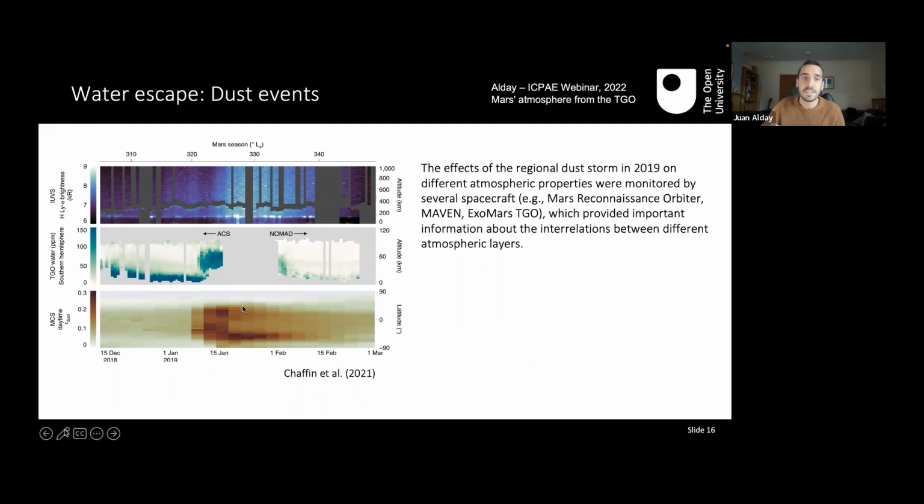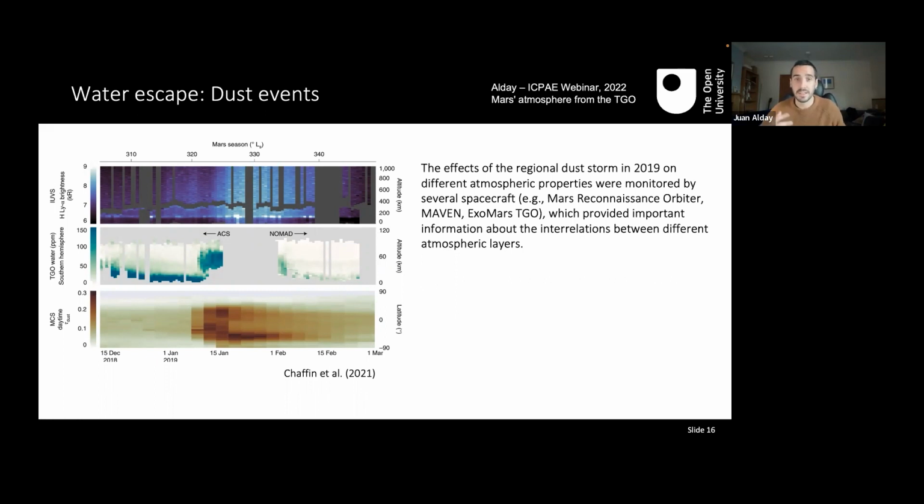And at that very same time, the instruments on the Trace Gas Orbiter, so NOMAD and ACS, started seeing an increase in the water vapor at high altitudes, reaching altitudes of about 70 kilometers. And at that very same time, the IUVS instrument on the MAVEN spacecraft started seeing a brightening of the hydrogen corona that is typically used as a proxy for the escape of water to space.